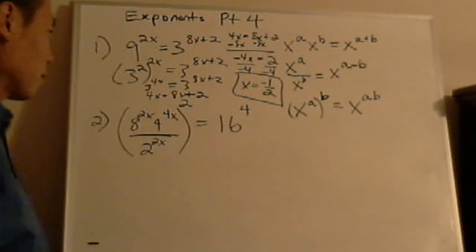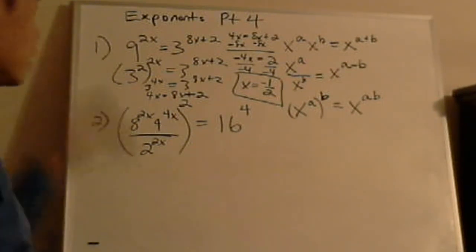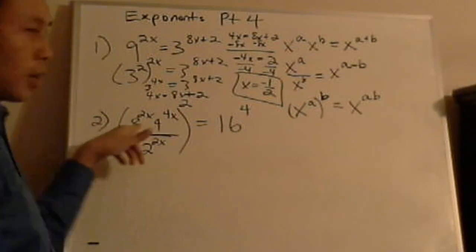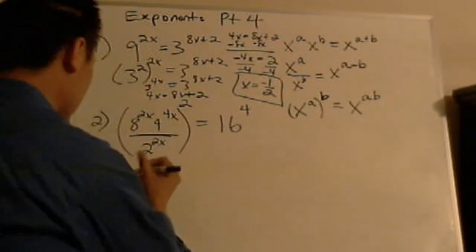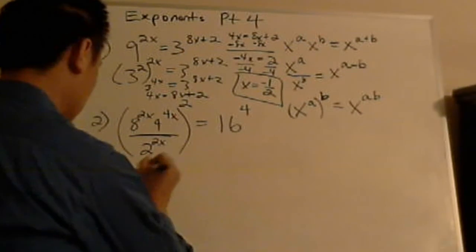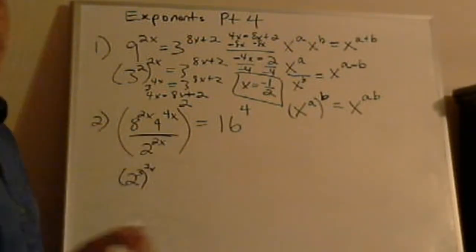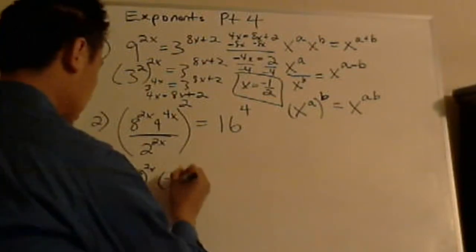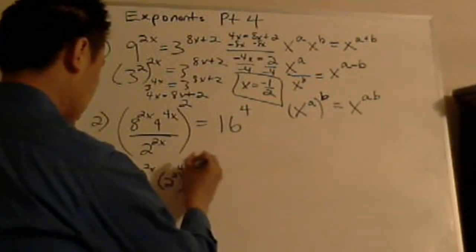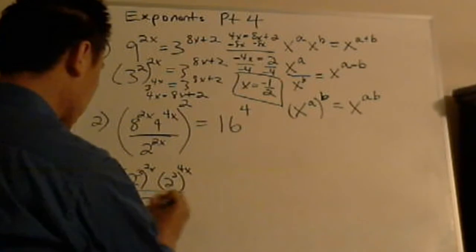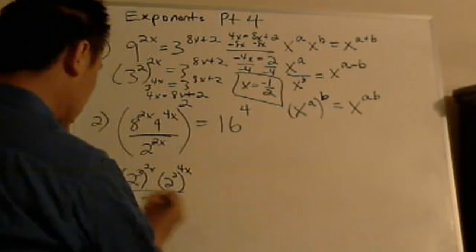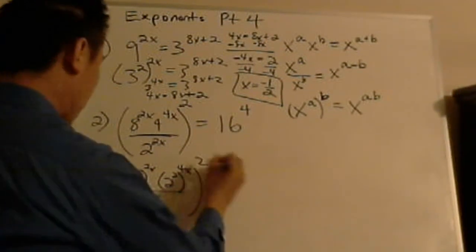And math teachers will give you the same numbers over and over again. You just have to recognize it, that's all. So 8 is really 2 cubed, right? Okay. 4 is what? 2 squared, right? And 2 is just 2 to the x. Okay. All to the 2 power.